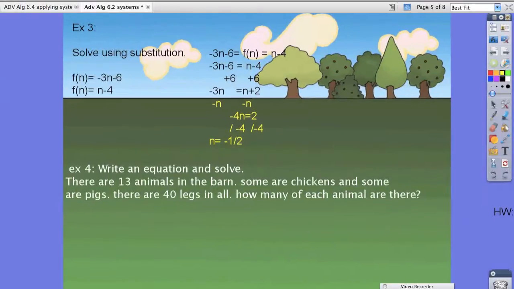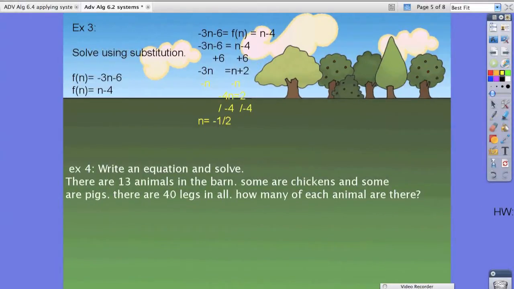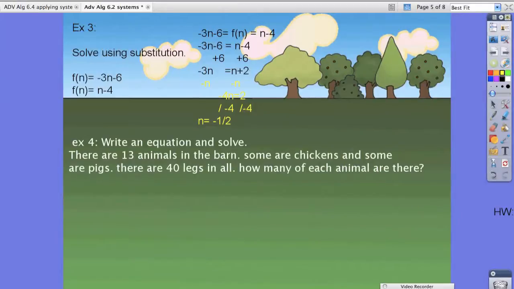Example 4 is slightly more tricky. So what we're going to do is underline the important words as we go along. It says there are 13 animals, so there's a number, 13 animals in the barn. Some are chickens and some are pigs. There are 40 legs in all. How many of each animal? So they mention that they want to know about the animals. So that has to be the chickens and the pigs.